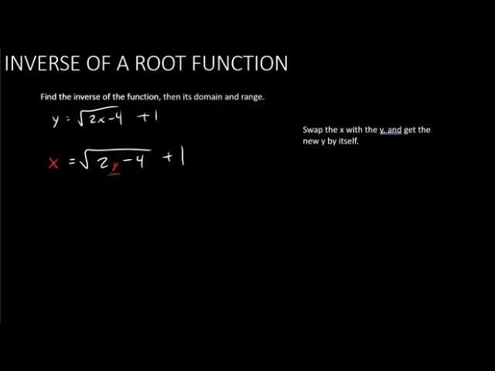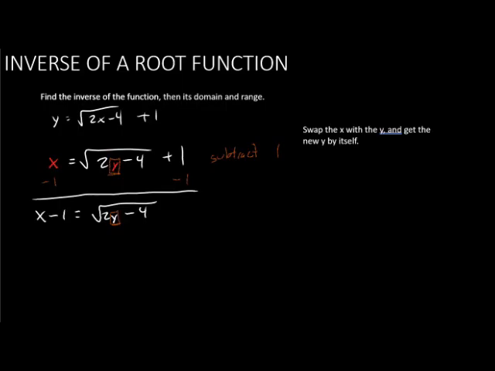Now we'll try to get that y by itself. Our first move is that we'll have to move that plus 1, and so we'll subtract 1 from both sides. When we subtract that 1 on both sides, the left now becomes x minus 1, and the right will still have the square root.